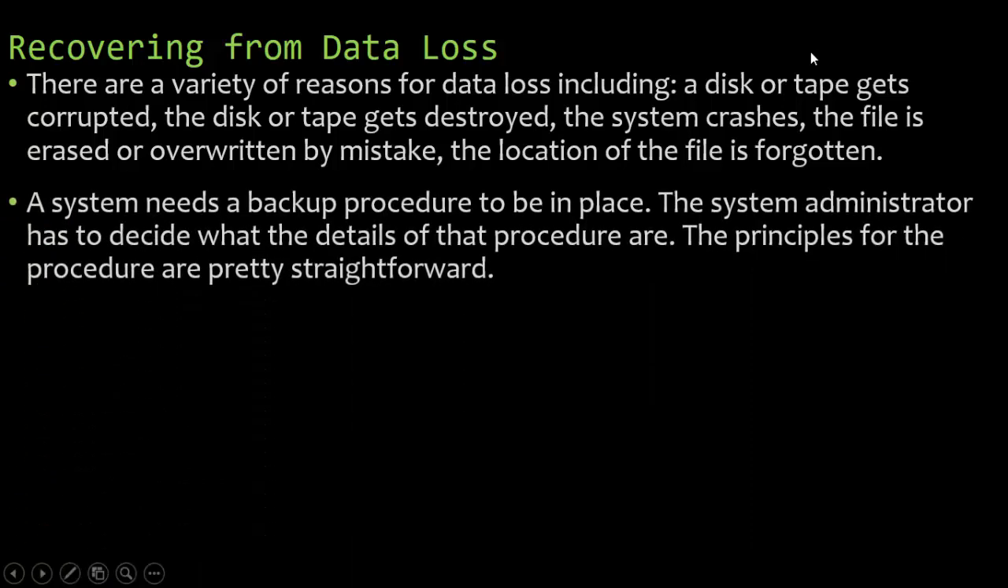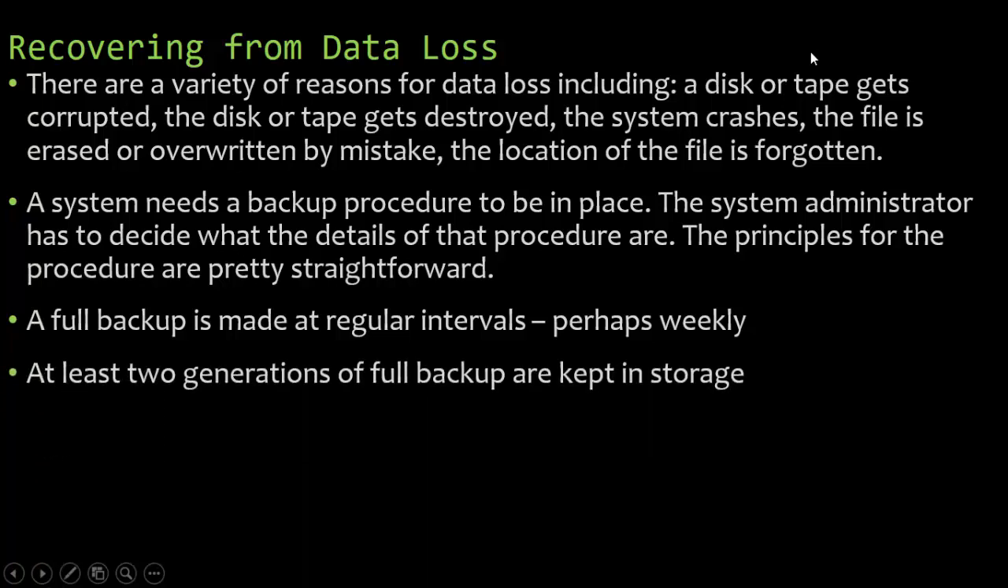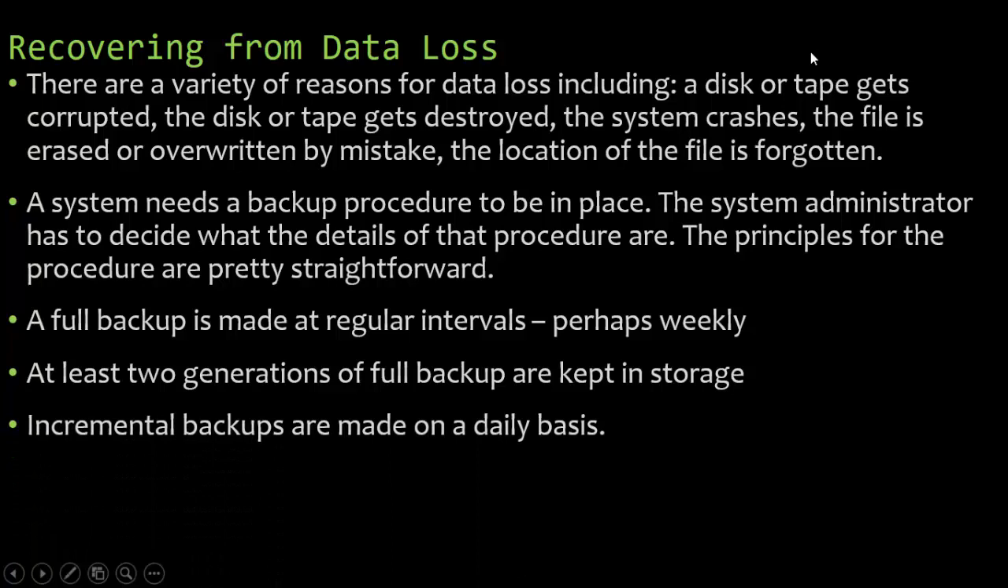A system needs a backup procedure to be in place. Now, the system administrator has to decide what the details of that procedure are. The principles for the procedure are pretty straightforward. A full backup is made at regular intervals, maybe weekly. At least 2 generations of full backup are kept in storage. Incremental backups are made on a daily basis. So throughout the day, we're making backups.